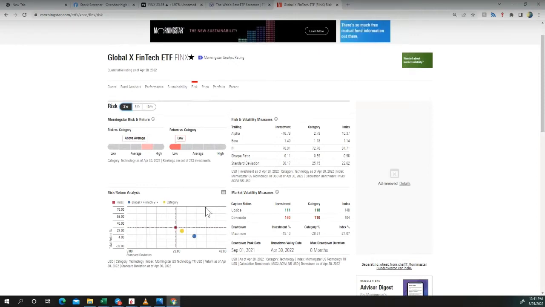Now, on top of just looking at it from the get-go, you can just open Morningstar and look at this page like this and say, this is a high risk, low reward ETF. I probably don't want to touch it.